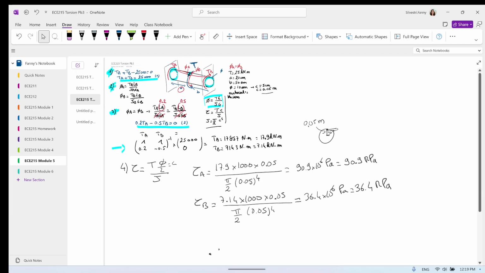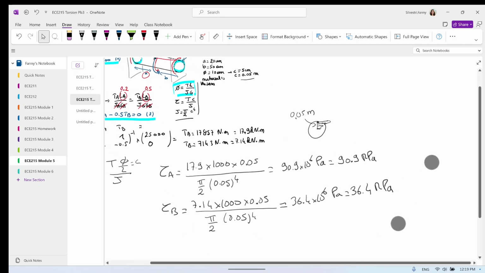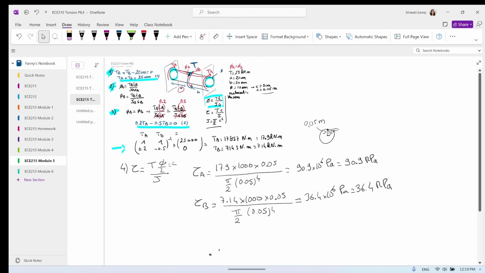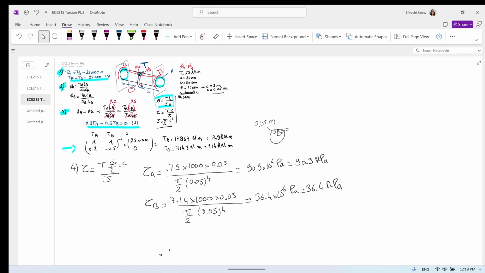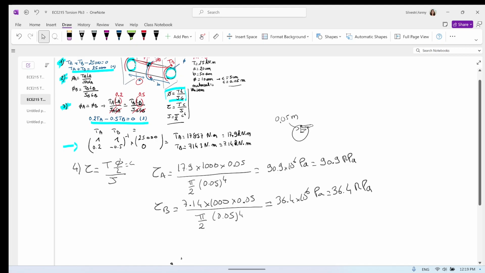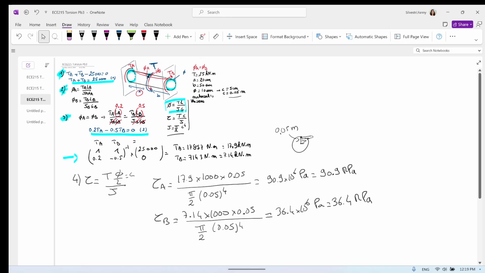So here we go. To find the maximum shearing stress in a rod that is submitted to torsion, we use tau equals T times C divided by J. In this example, we first had to find the torques, and we used the compatibility that angle phi A equals phi B, because it's a statically indeterminate problem. I hope that makes sense. Let me know if you have questions. Bye-bye.